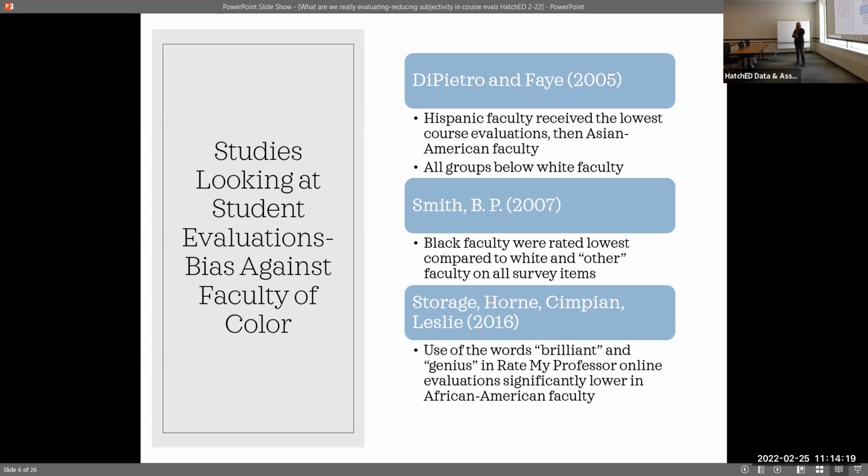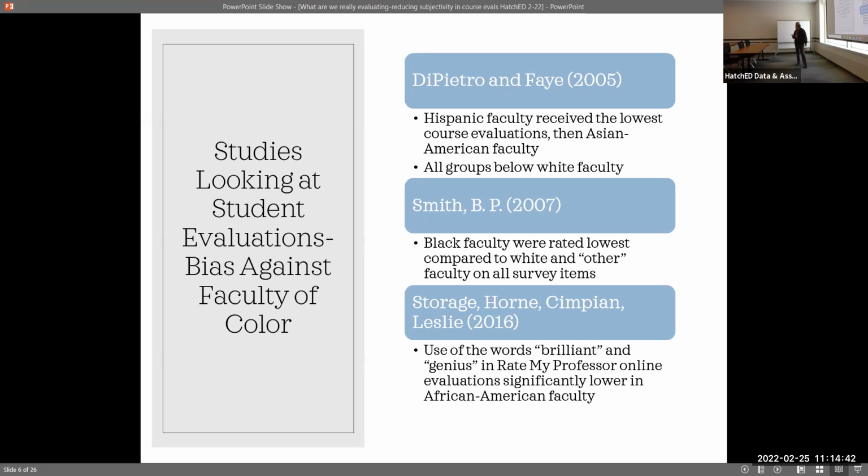Smith in 2007 looked at two groups, Black faculty and white faculty, and then a third group they called other, which was every other race or ethnicity within the study. What they found is that Black faculty were rated lowest compared to white faculty and to the other category within their study.